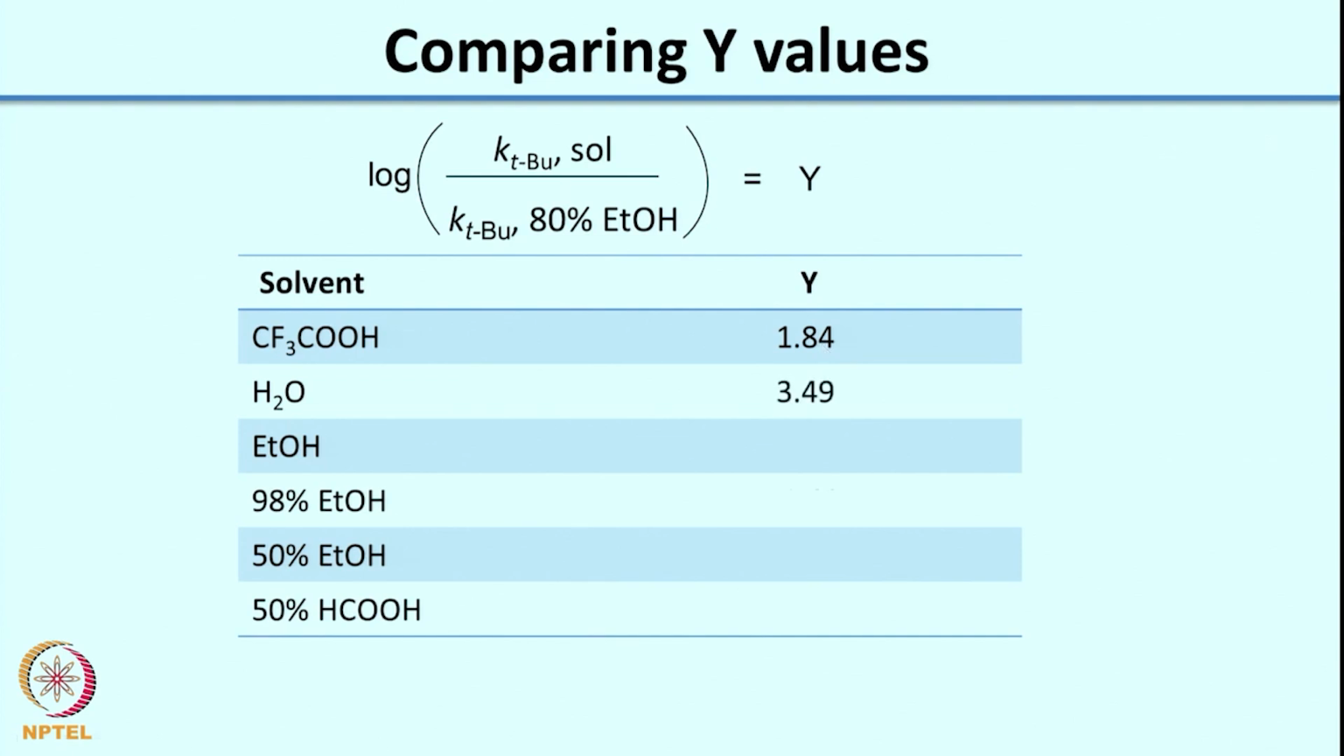Now, with water the value is much higher because you are talking about a much more polar solvent. Now, what will the value be in ethanol? Now, you are looking at 100% ethanol divided by 80% ethanol. So, the value will be negative because now your numerator rate is actually lower than your denominator rate. Now, what about 98% ethanol? That would also be negative, but the value is less negative than 100% ethanol. 50% ethanol will now be positive because it has a greater amount of water as compared to 80% ethanol. And if you compare this with 50% formic acid, since formic acid is more polar than ethanol, you would see a value which is greater than 50% ethanol.